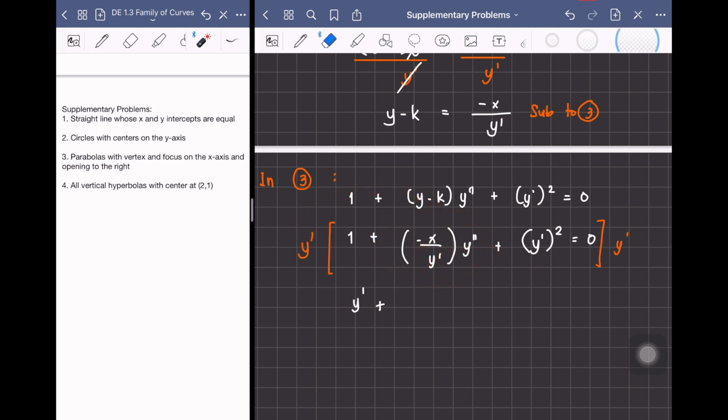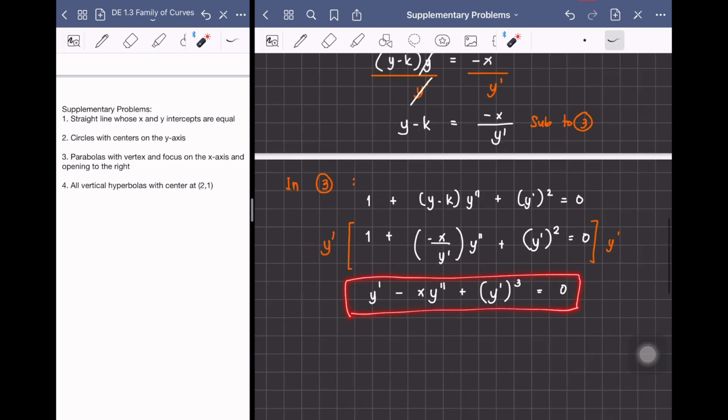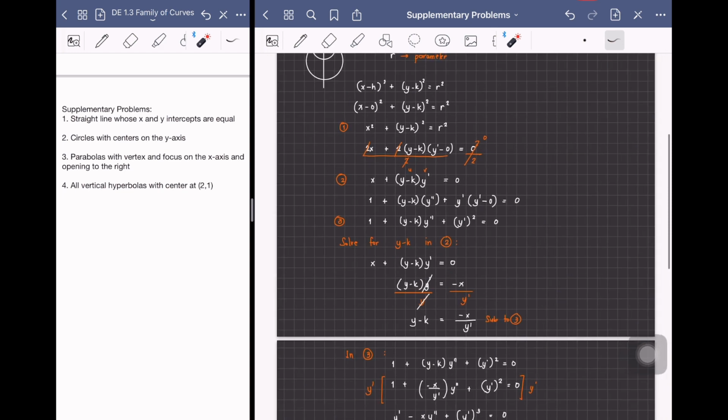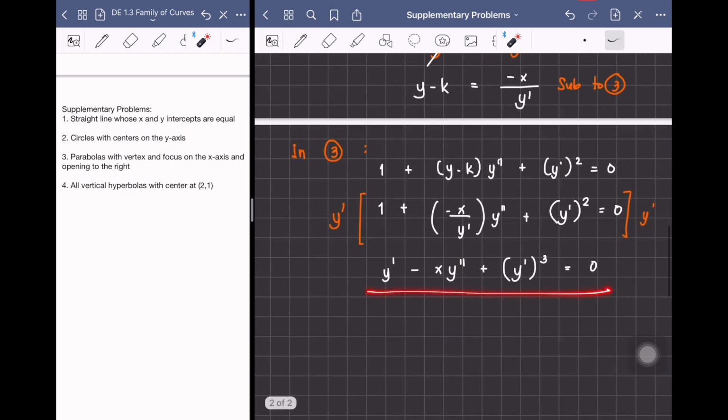So, let me write, instead of plus, let me replace it by negative x times y double prime. And then, y prime times y prime squared. So, that would be positive y prime cube na siya. Equal to 0 times y prime is still 0. So, in this equation, we were already able to remove our arbitrary constants which are k and r. In this equation, we do not anymore have k and r.